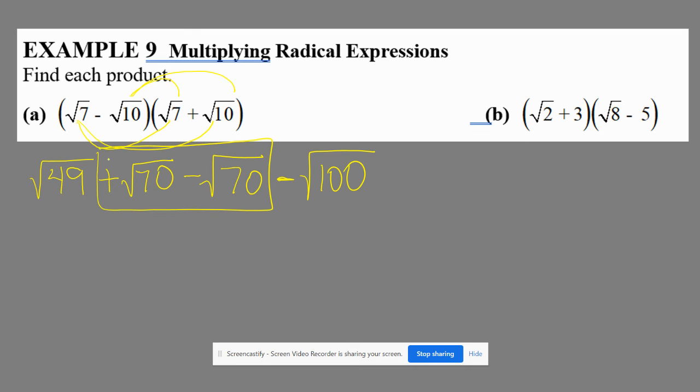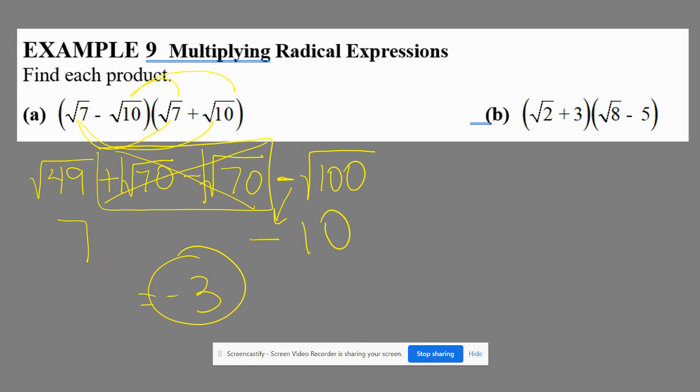Like terms here, this is positive 1 square root of 70 minus 1 square root of 70. And when I add those together, they add to 0. The square root of 49 is 7. Minus comes from here. The square root of 100 is 10. And 7 minus 10 is -3. So that would all simplify down to -3.